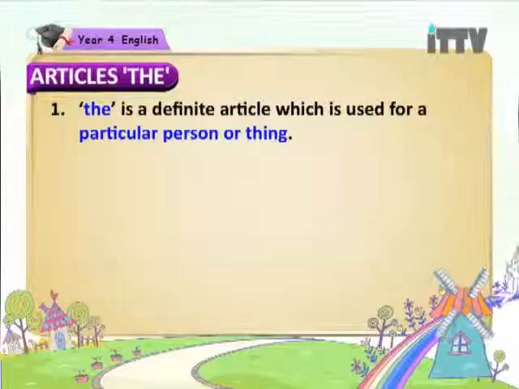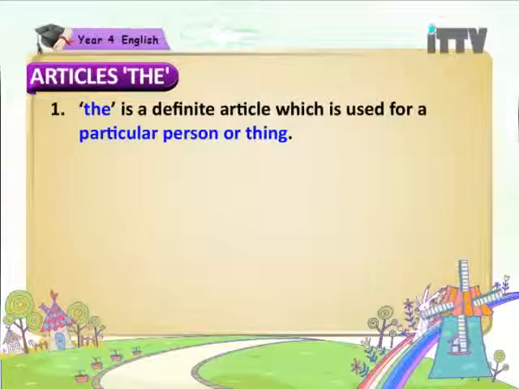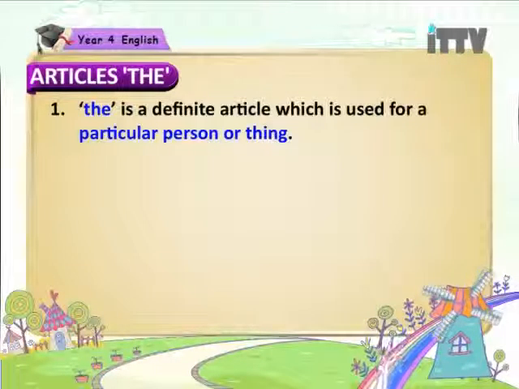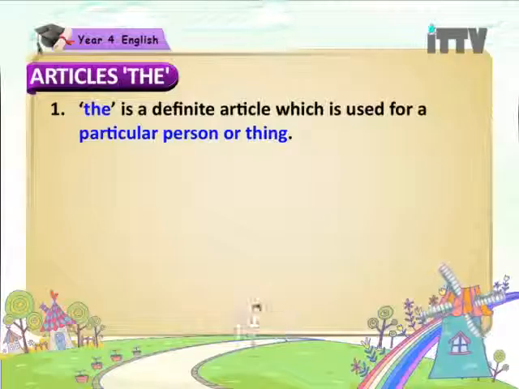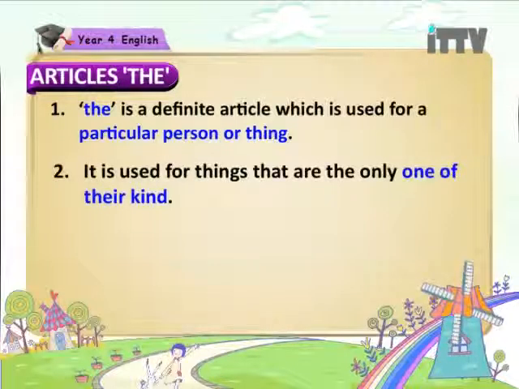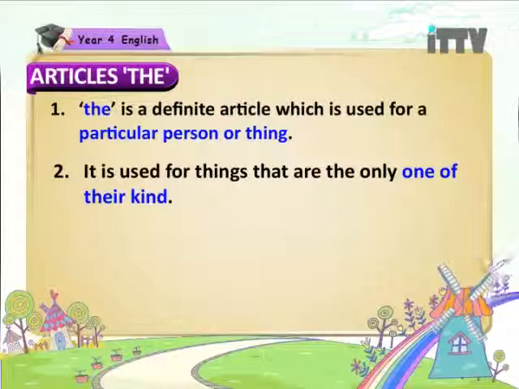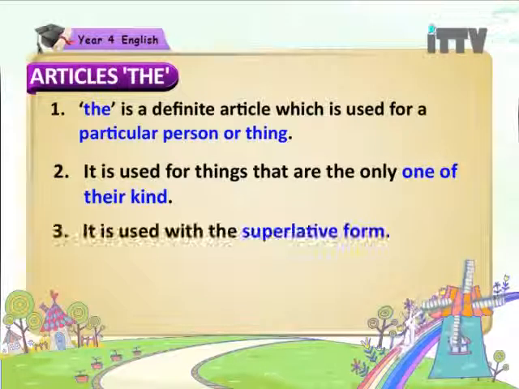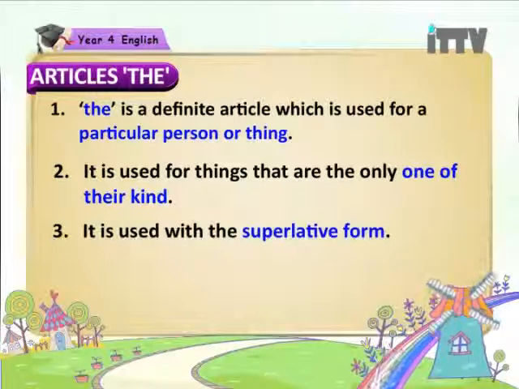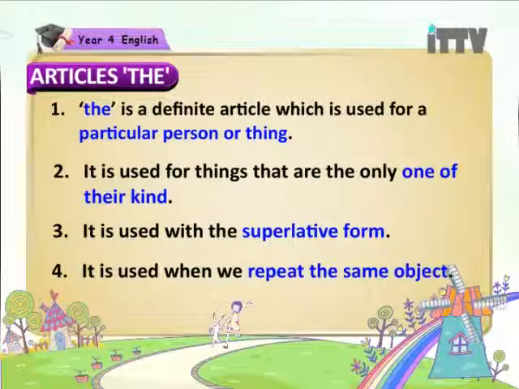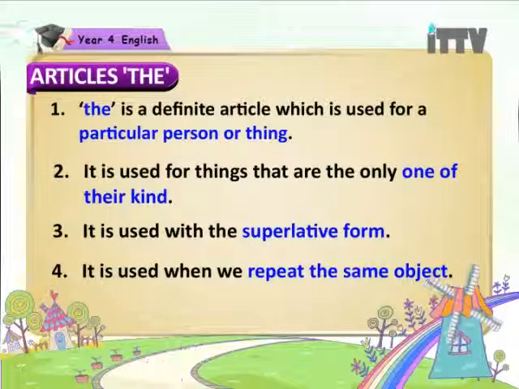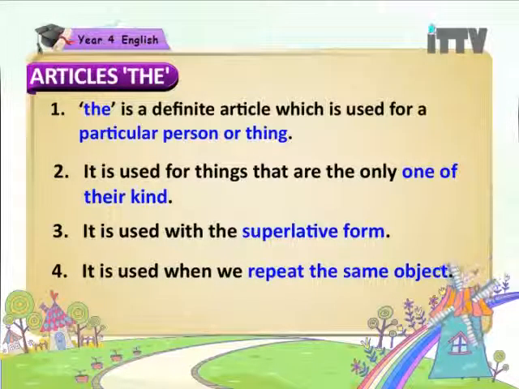Now we've come to the end of our lesson, so let us summarize what we learned today. The is a definite article which is used for a particular person or a thing. It is used for things that are the only one of their kind. It is used with the superlative form. It is used when we repeat the same object.